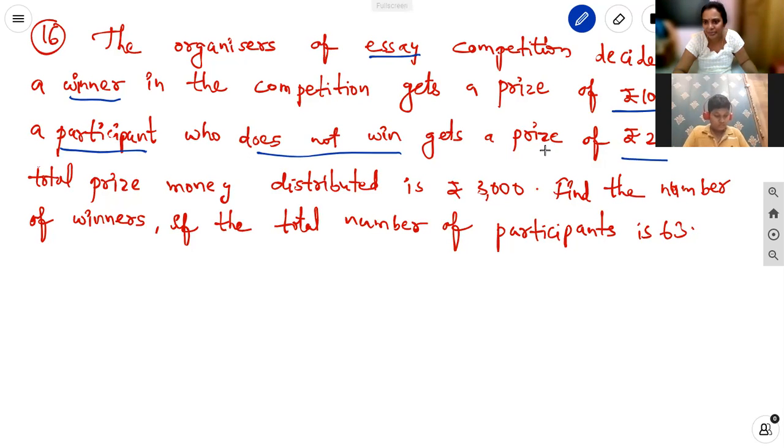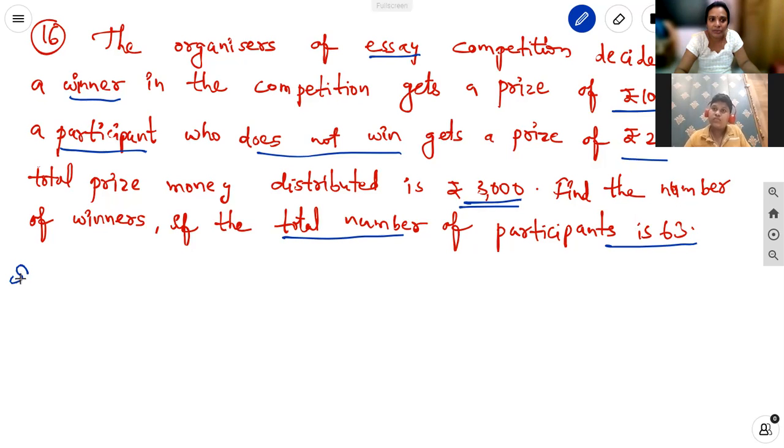How many participate in the competition? All are getting the prize, but the cost is different. The total prize money distributed is 3,000 rupees. Total investment of the prizes is 3,000 rupees. Find the number of winners if the total number of participants is 63. Here we don't know the number of winners, so we don't know the number who did not win either. But we know the total.